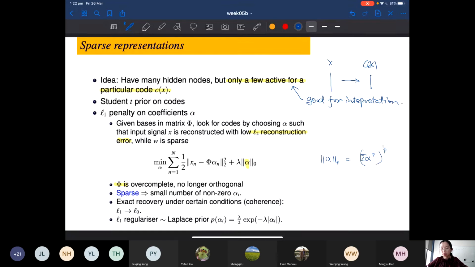If p is 0, we can see that the inner part is basically alpha to the 0, which is 1 if alpha is not 0. And then we operate on different dimensions, and then if it's 0, then it's 0, right?